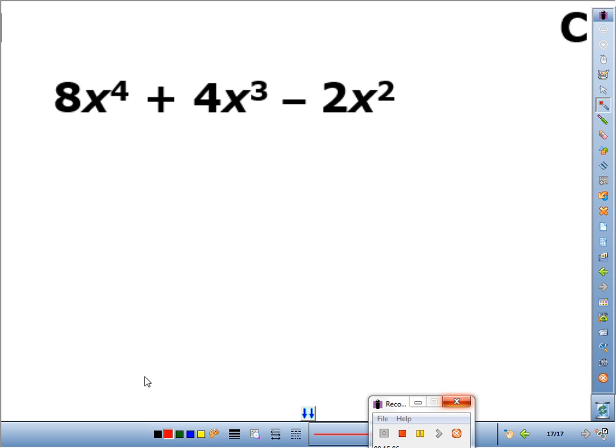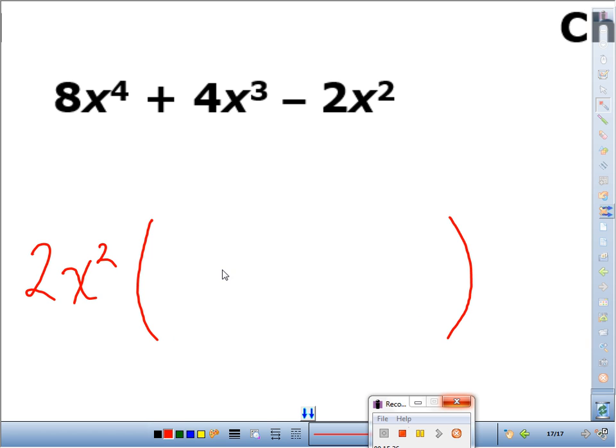Haley. Two what? No, the GCF. I just want the GCF right now, which is a leading factor. 2x squared. Hands up if you got that as the GCF. That is correct.